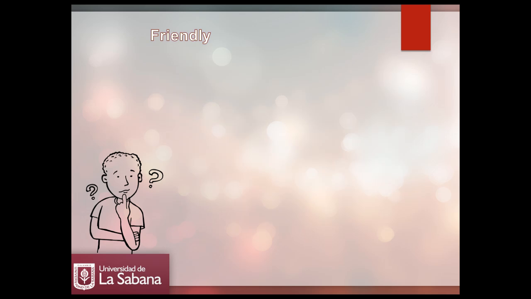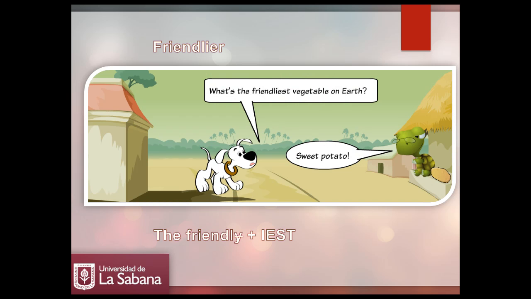And what about friendly? It is one of those two-syllable adjectives that form comparative degree with ER and the superlative degree with the EST. But be careful with the spelling. So what are the comparative and superlative degrees of friendly? You should get friendlier with I instead of Y, and the friendliest, once again with I instead of Y.